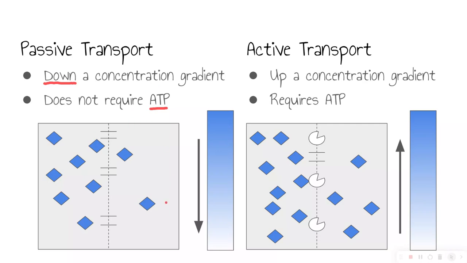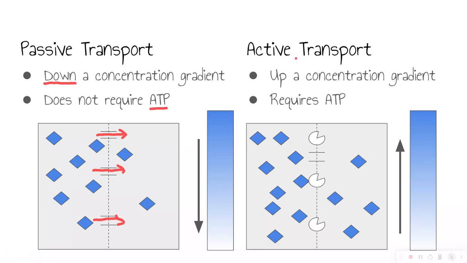So we have a container here, and we have our particles. We have a high concentration on this side, a low concentration on this side, and we have these channels that the particles can move through. So which way are the particles going to be moving here? They're going to be moving down their concentration gradient from a high concentration to a low concentration. And they're going to do this until we have an equal concentration on both sides.